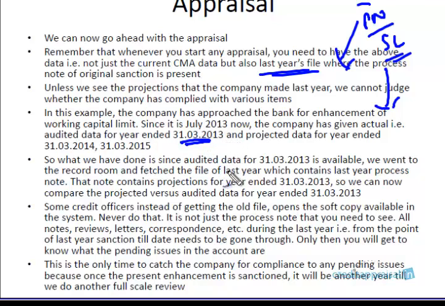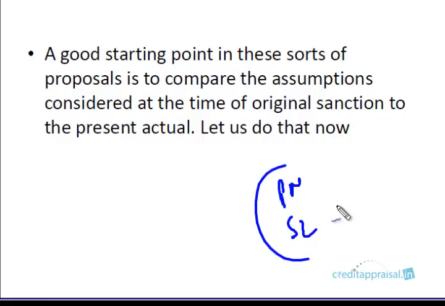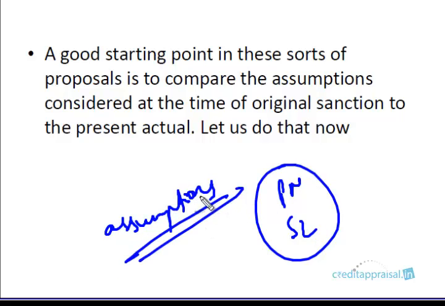Last time's projections. If you go to the process note and sanction letter of the last year, where to start? The first thing is to start with the assumptions, because when the term loan was sanctioned, there is something called the assumption sheet. This we discussed in the last chapter, when we were discussing PQR. We had a set of assumptions, and based on these assumptions the projections were prepared.